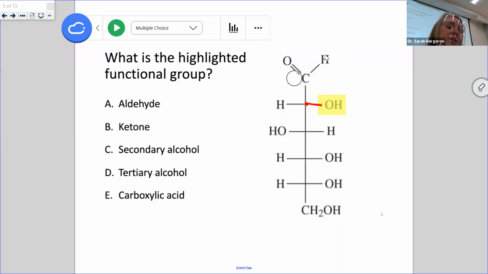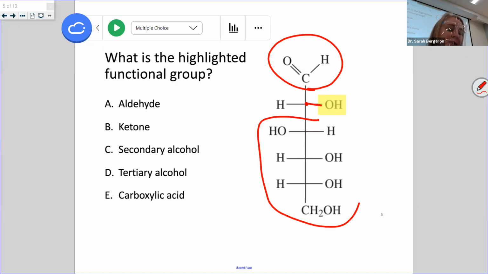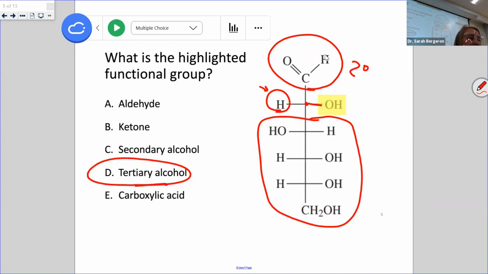Then what we need to do is count how many things are attached to the carbon that has the hydroxyl group. So that's 1, this is 2. So this makes it a secondary alcohol. If this H were something else, then it would be a tertiary alcohol. But because it's just a hydrogen, we don't count it, so we only count the R groups. So it should have been a tertiary alcohol.